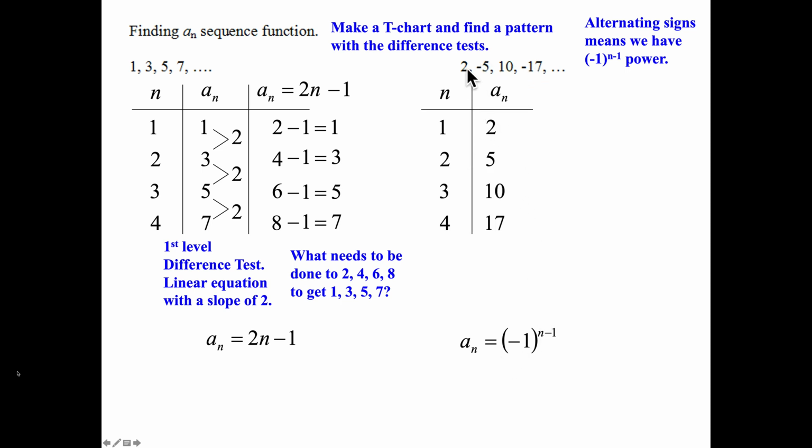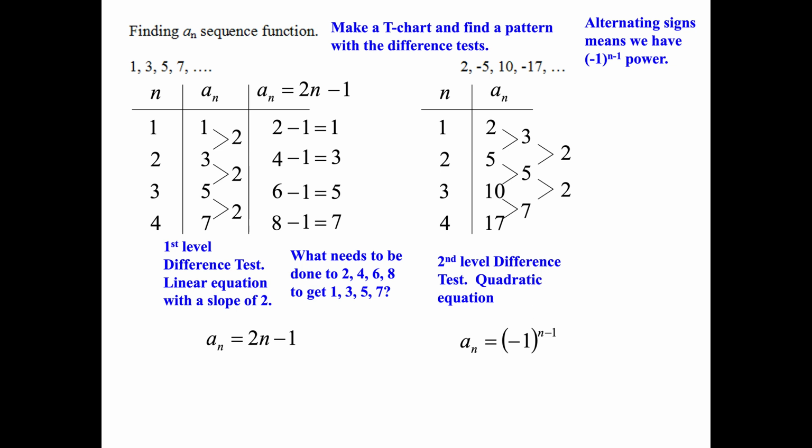Make a t-chart and keep the 2, 5, 10, 17 here. All right, so difference test. 2 to 5 increases by 3. 5 to 10 increases by 5. 10 to 17 increases by 7. Okay, this is not linear. I have to do the difference test again, and now everything is increasing by 2's. This is quadratic. This means I'm going to have n squared somewhere in my formula.